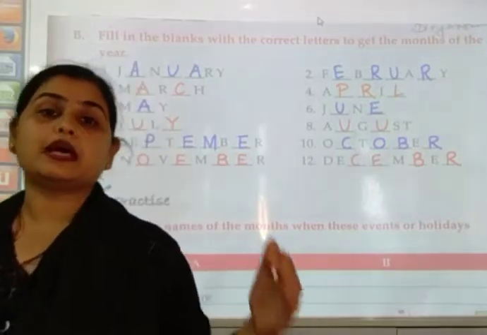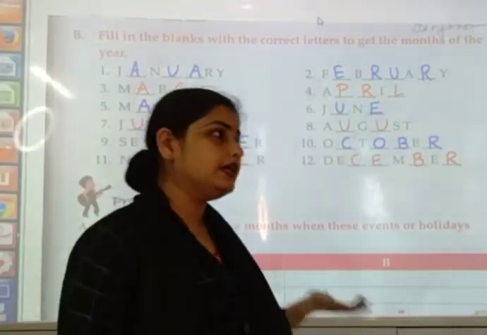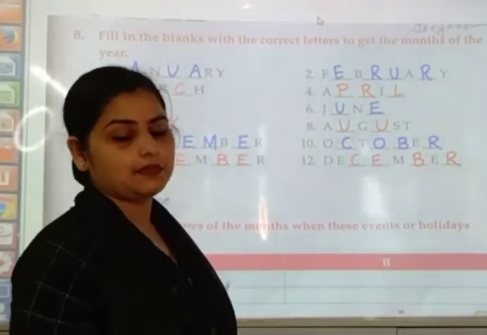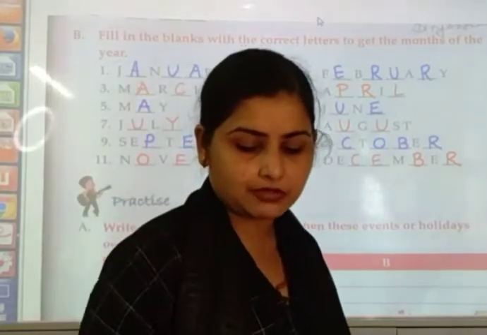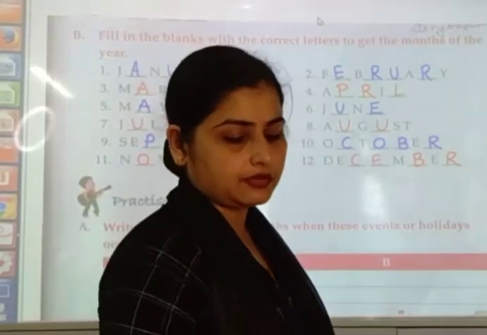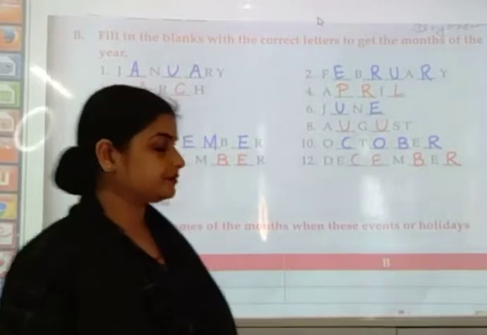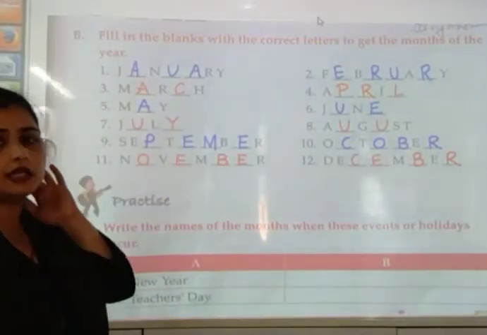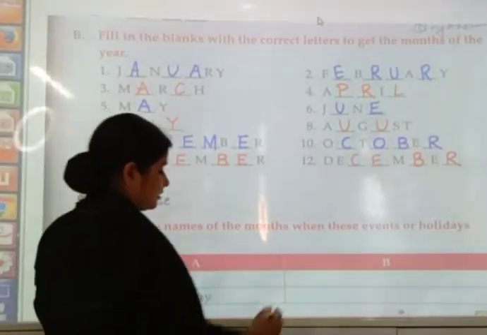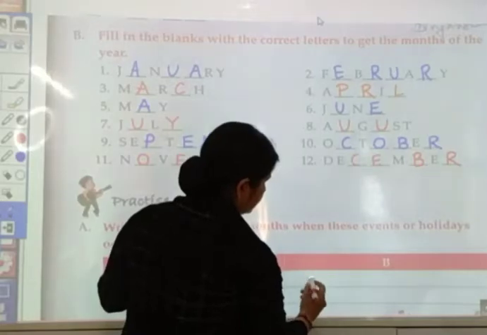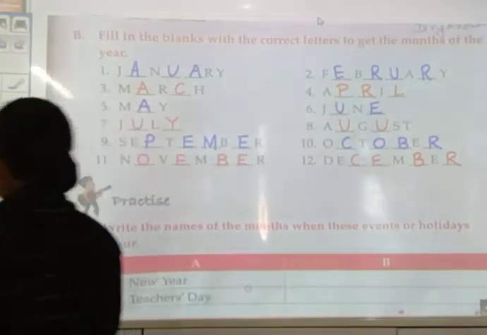Occur means to come or to happen. All of these names, in which month do they come, that we have to write. Okay, so New Year comes in January, so we need to write here January.